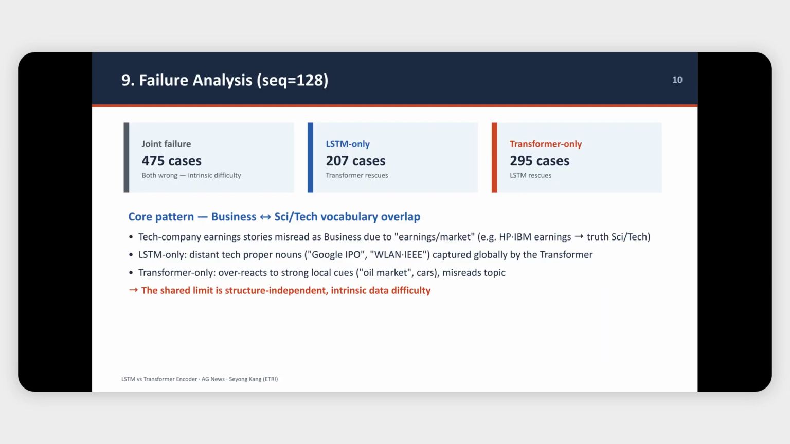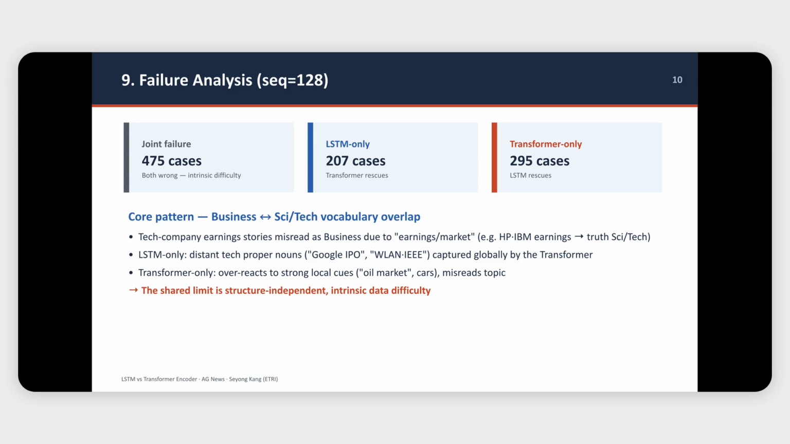Fourth, where the models got wrong. The 475 misses split as 207 only the LSTM wrong and 295 only the transformer wrong. The shared mistakes are mostly business versus sci-tech mixed up. HP and IBM earnings stories are really sci-tech, but with words like earnings and market, both called them business. Not a flaw, just hard, since the two topics share many words.